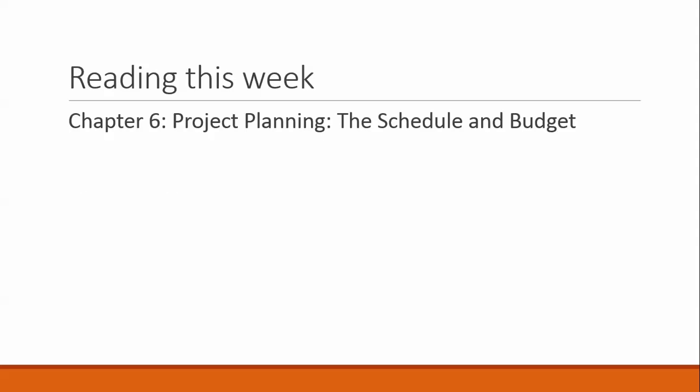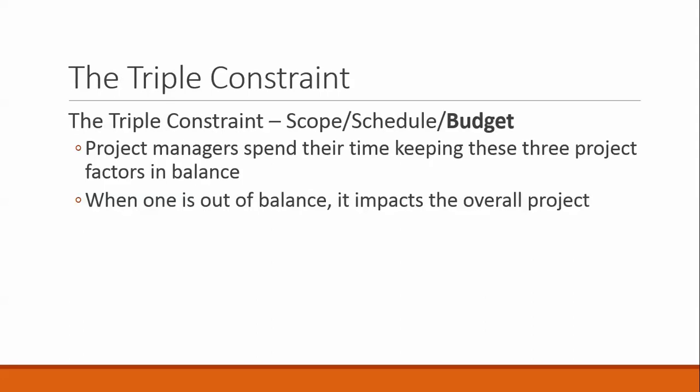This week you're going to be reading on project planning, the schedule, and budget, which is part of Chapter 6. And we're going to be looking at the triple constraint again, and this time we're looking at the budget component of the triple constraint. Remember, the triple constraint is scope, schedule, budget.